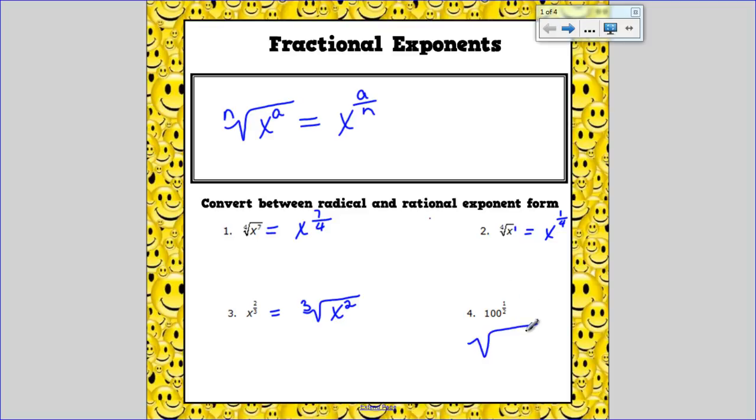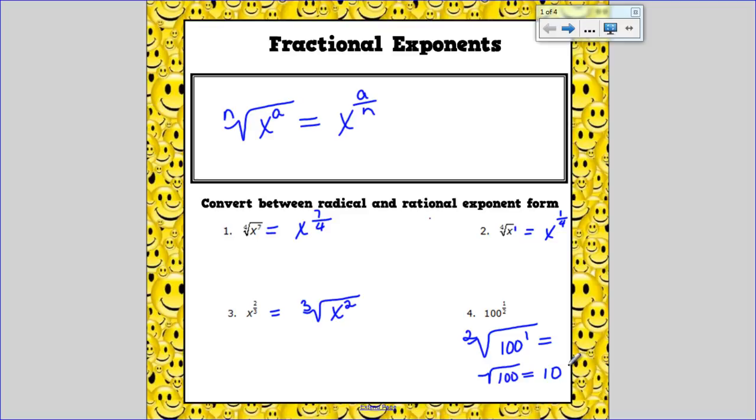So I'm going to have a radical with 100 underneath it. The 1 is my exponent. The 2 becomes what goes with my radical. Well, you don't really have to put that because the 2 just means it's the square root. So we'll simplify this. 100 to the first power is just 100. So this is really the same thing as saying, what's the square root of 100? Well, the square root of 100 is 10.